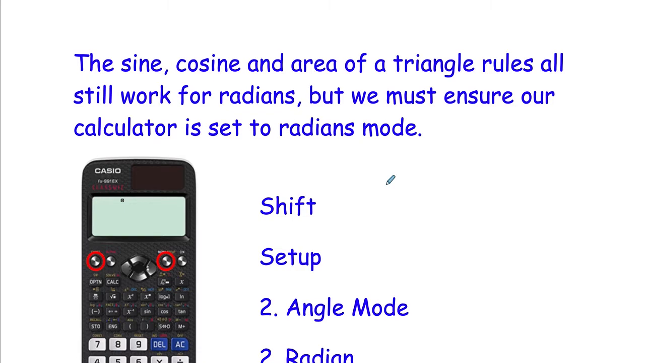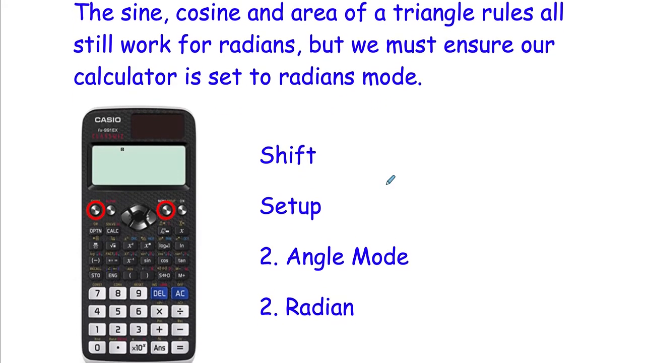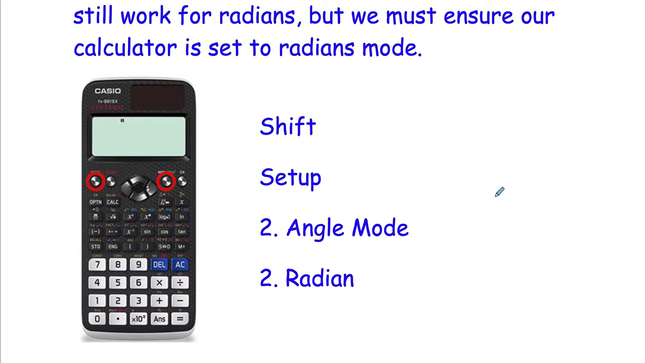As I said, though, the sine, cosine rule and area of a triangle rules all work in radians. If you had an area of a triangle that you wanted to find out, and you were given the angle in radians, you wouldn't need to convert that into degrees and then work our answer out like we would have last year or at GCSE. All we need to do is change the calculator into radians mode. And I've just got the steps of how to do that if you have a ClassWiz, which I'm guessing is the most likely calculator that you've got.